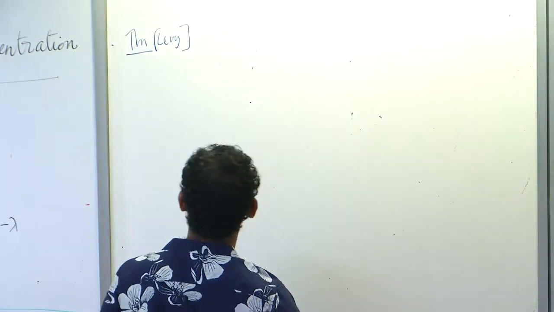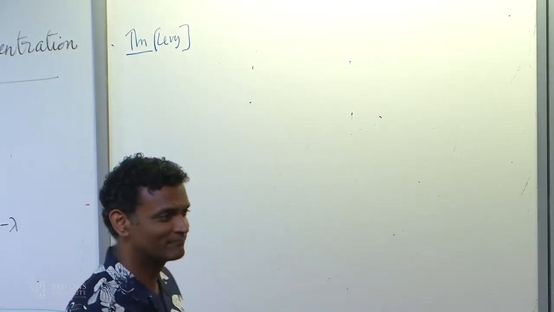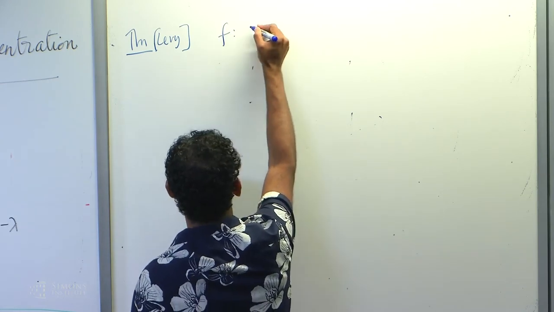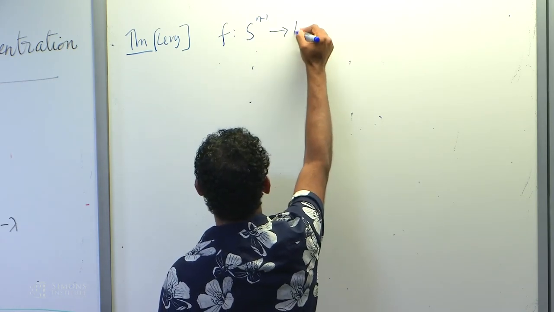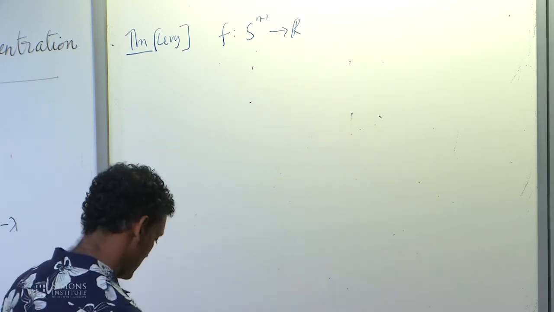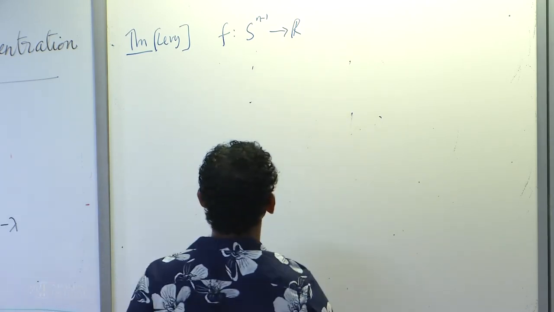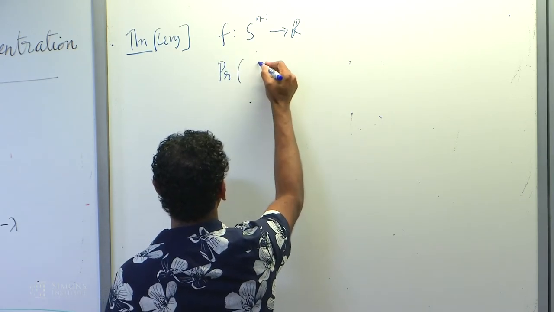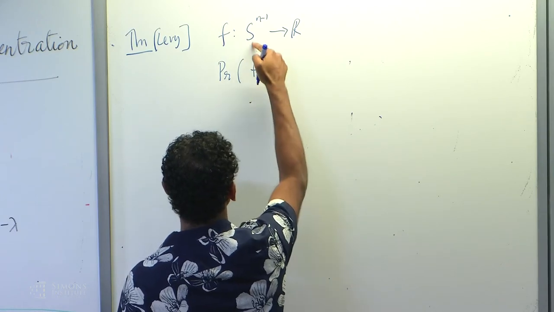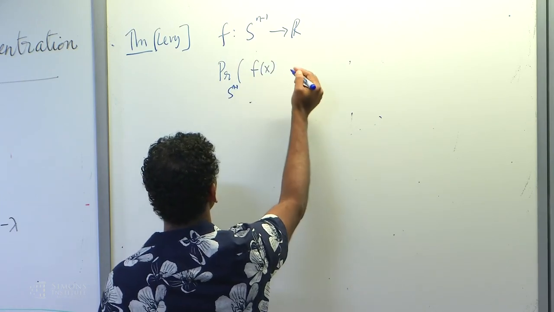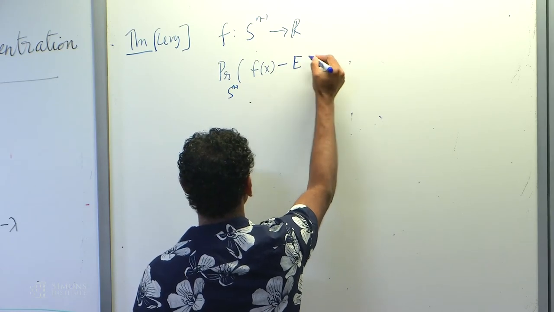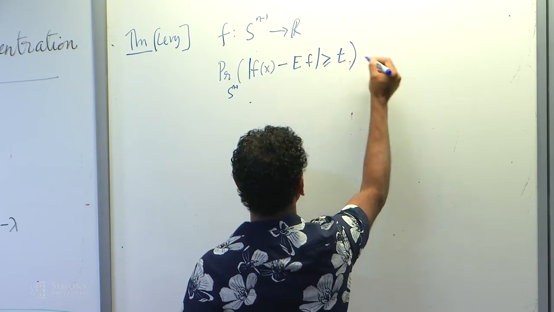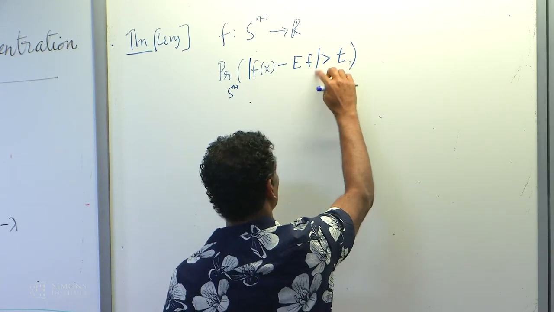says, suppose now I take a function. This is about concentration of functions around their mean or median. If I take a real-valued function defined on the sphere, the question I want to ask is, how well does it concentrate near its mean? So what is the probability that f of x, where x is drawn uniformly from the sphere, deviates from its expectation by more than some t? This is the type of inequality we want to prove.